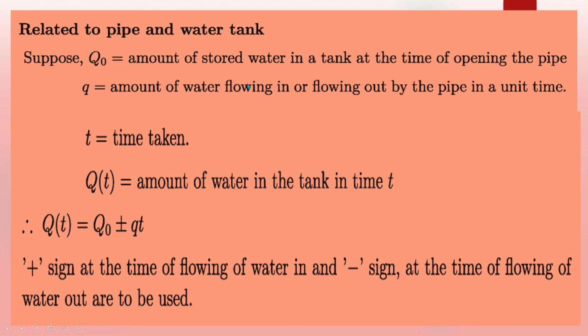Related to pipe and water tank. Suppose Q naught is the amount of stored water in a tank at the time of opening the pipe, Q is the amount of water flowing in or flowing out by the pipe in a unit time, and T is the time taken. Qt is the amount of water in the tank in T time. Therefore Qt equals Q naught plus or minus Qt. Plus sign is used at the time of water flowing in and minus sign at the time of water flowing out. Okay.